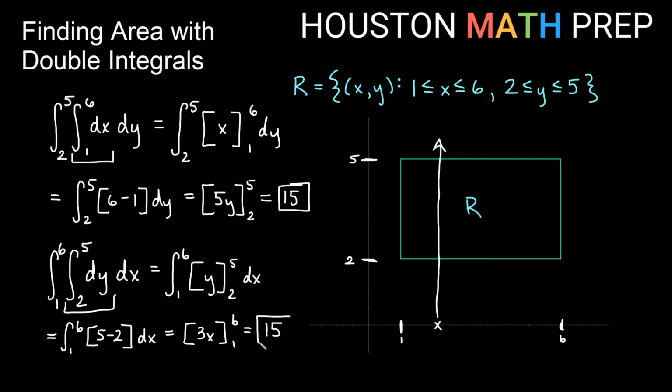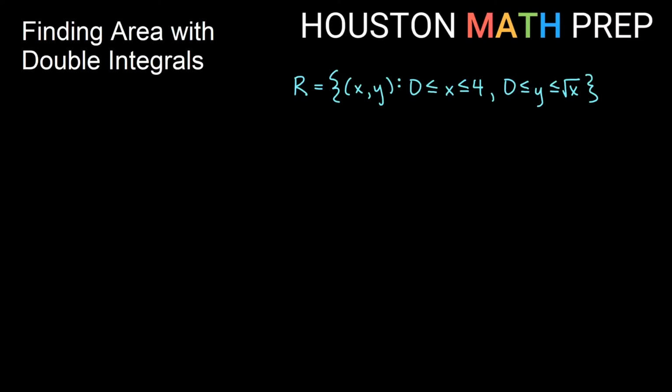So either way that we do this, in either order, we will get an answer of 15 square units of area here. Let's look at another one of these that is not a rectangle.